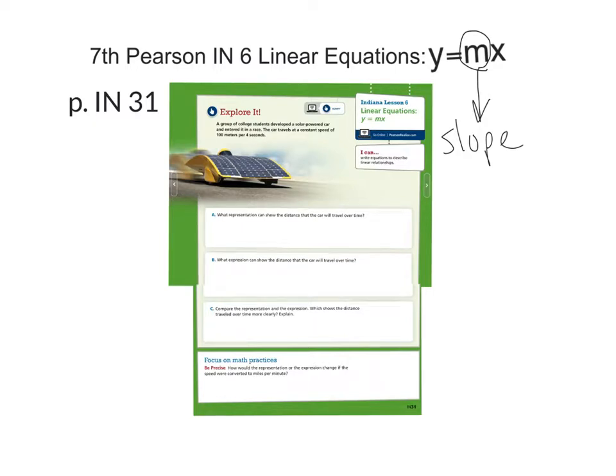Lesson IN6, we're looking at linear equations. What we're looking at, we've done before: an equation y equals kx. K was our constant of proportionality, which was like our rate of change. We're just changing, instead of a k, we're going to use an m. So y equals mx. In this equation, y equals mx, m stands for the slope.